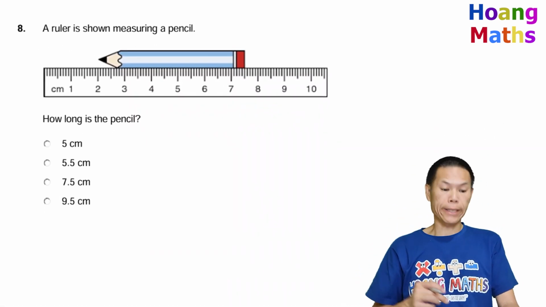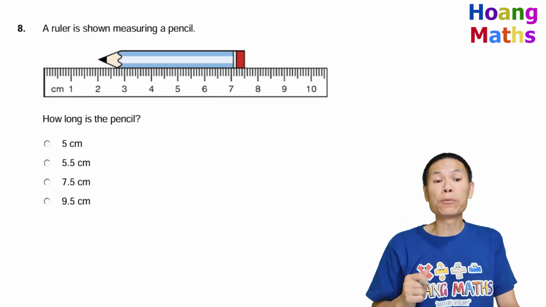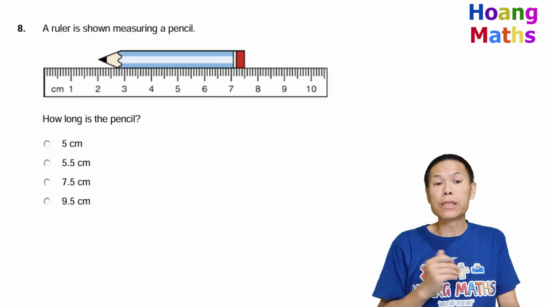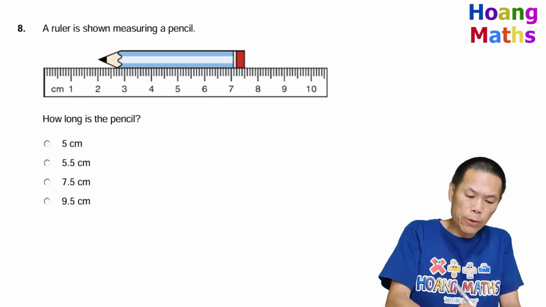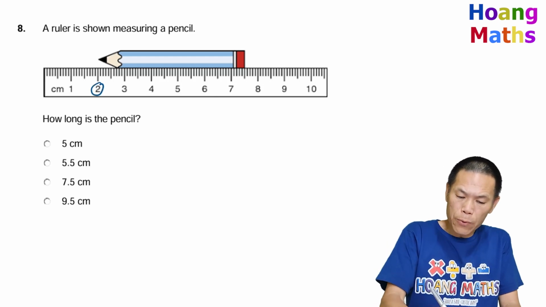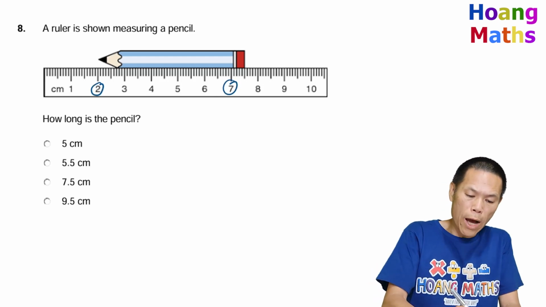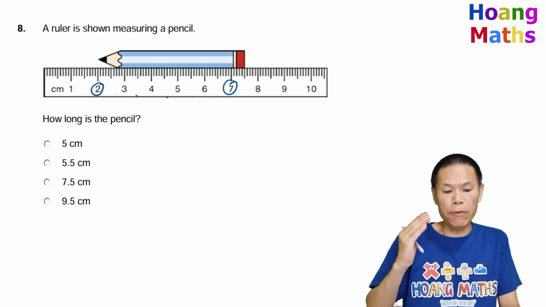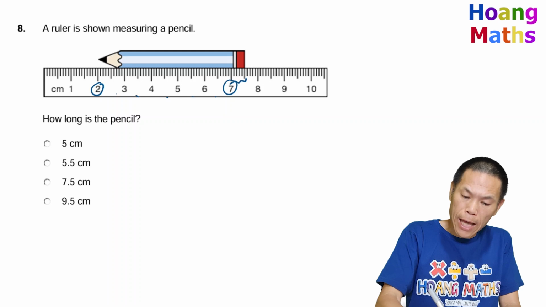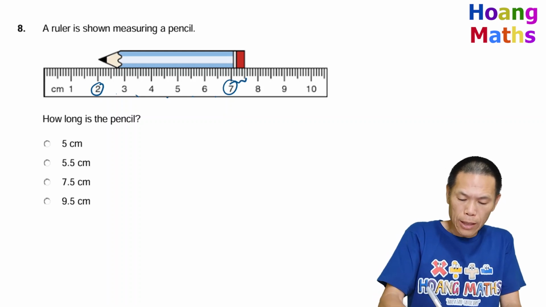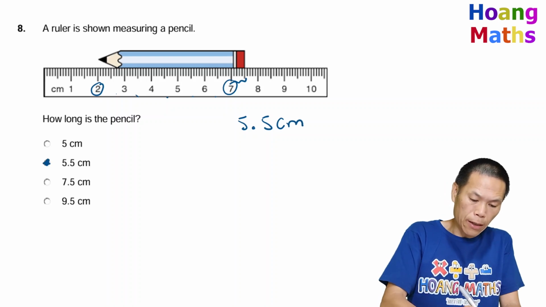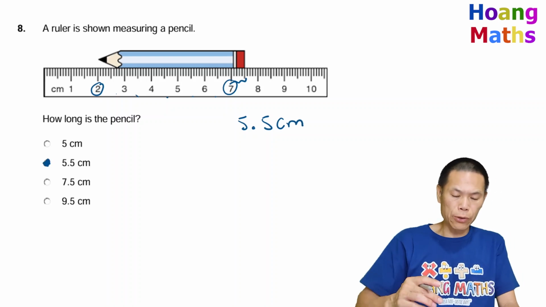Question number 8. A ruler is shown measuring a pencil. So how long is the pencil? Remember, we start from 2 and end with 7. So you go 1, 2, 3, 4, 5, or 7 minus 2 will give me 5. Then we add another half of that. So that means 5.5 centimeters. So the answer is here, 5.5 centimeters.